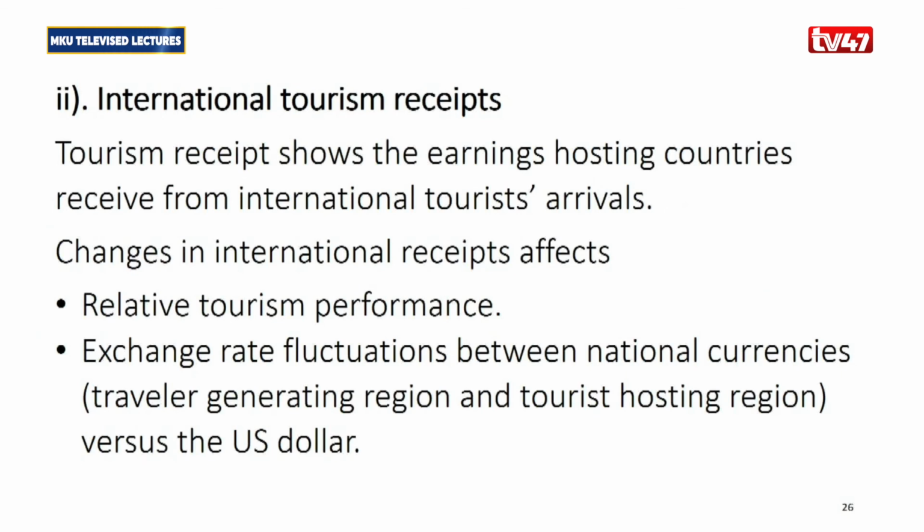And then international receipts, this shows the earnings got from international tourists that come to a particular country. One aspect, the fluctuation in the receipts shows us the interplay of performance. It can also be affected by, number one, tourism performance in terms of services in that place. Number two, the exchange rate fluctuation, that is, how the dollar versus the national currency normally fluctuates.